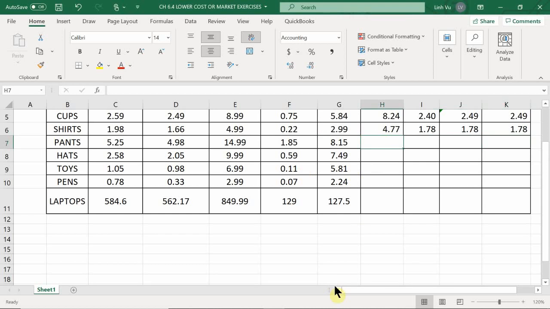Now I bought some pants. Okay. They cost me $5.25 each. Right now, the market says that it is now worth $4.98. Okay. And here we have my selling price as I sell it for $14.99. To dispose of it is going to cost me $1.85. And the amount of profit I want to get is $8.15. Okay. So here, what is my ceiling?